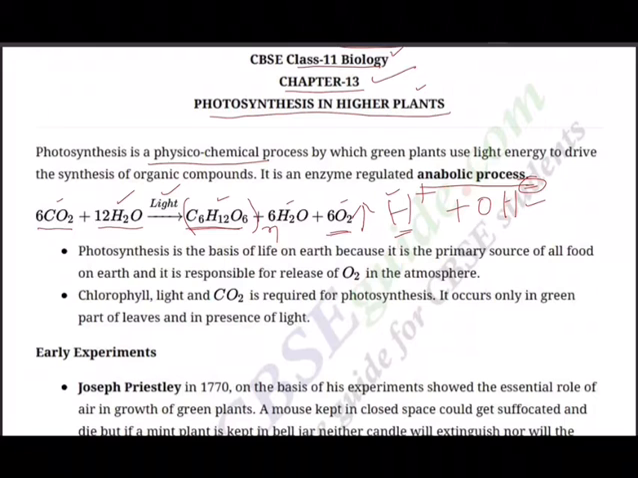And going ahead, photosynthesis is the basis of life on earth because it is the primary source of all food on earth, and it is responsible for release of, as I have been talking, oxygen in the atmosphere. Chlorophyll, very, very important. Without chlorophyll, this reaction will not take place. Light is a must, just now I said, and CO2 and H2O are the raw materials required for photosynthesis. So it occurs only in green parts of the leaves, and of course if the stem is green, stem also will undergo photosynthesis in the presence of light. So raw materials required is CO2 plus H2O, and the presence is sunlight and chlorophyll.